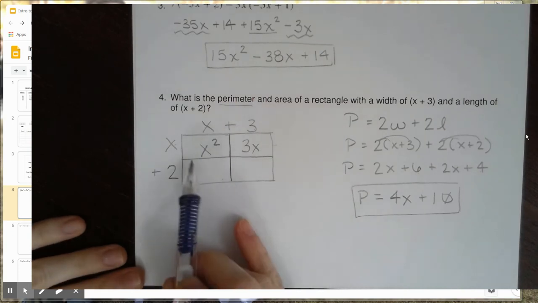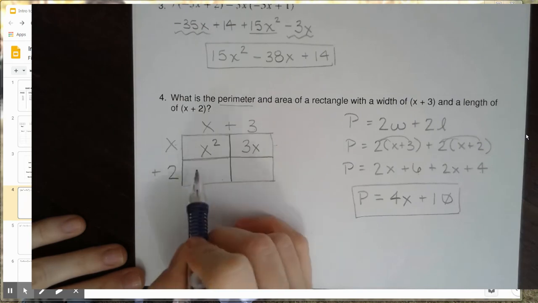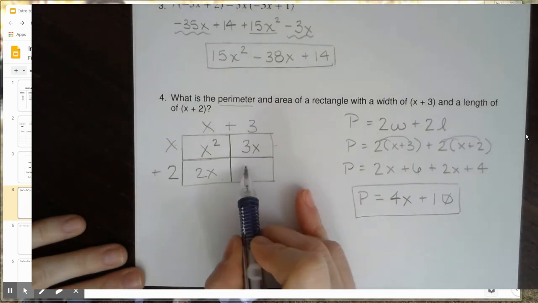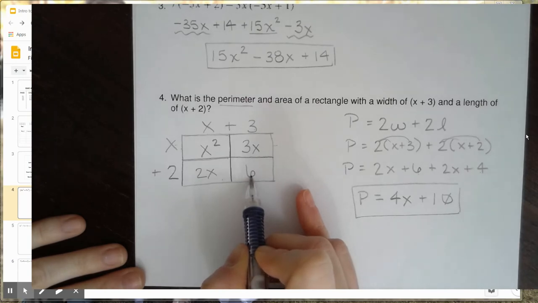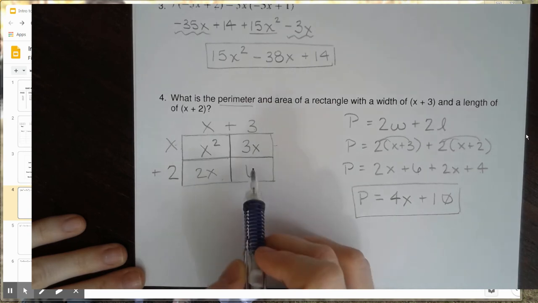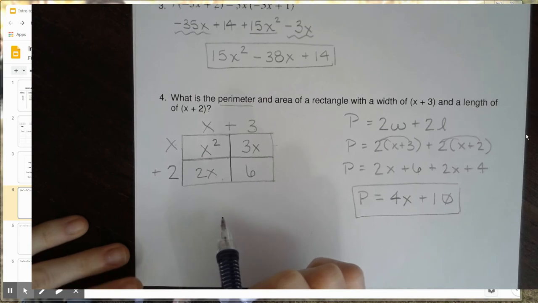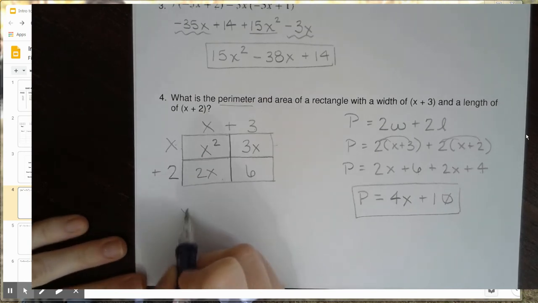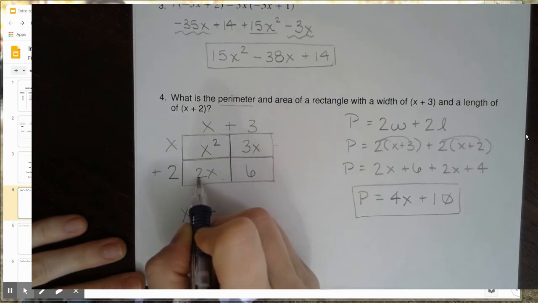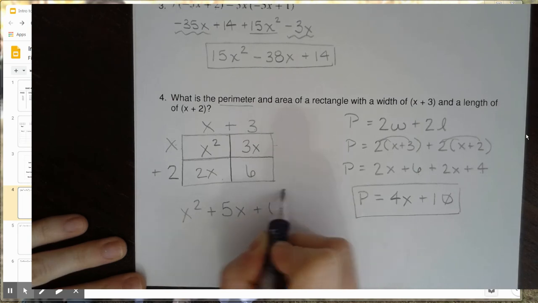So x represents this length, 2 represents this side. When I multiply them together, that gives me 2x. And the last one, 3 times 2, will give us 6. So now I know the area of all of these 4 small rectangles. If I want the area of the huge rectangle, I just add them up together. So I'll have x squared plus 3x plus 2x gives me 5x, and then plus 6.